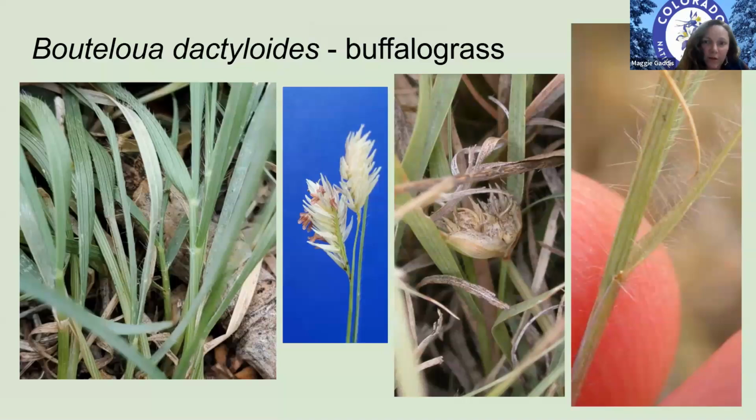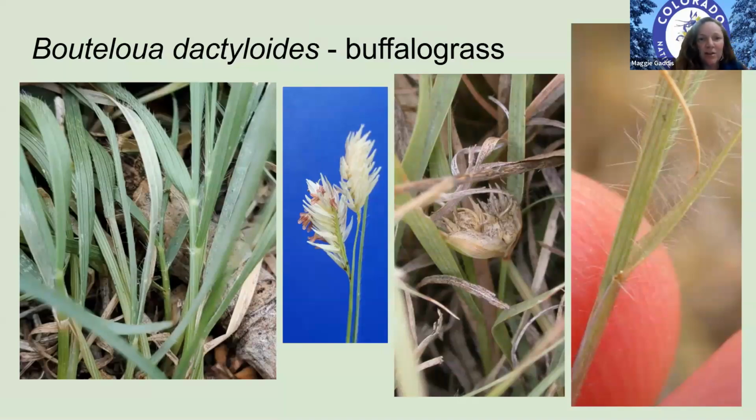dioecious plant, right? There's boy parts and girl parts. And so these two inflorescences represent those gender types. Also in the buffalo grass, I find, which you can see mostly in the left picture, is like the leaves are kind of like weak.